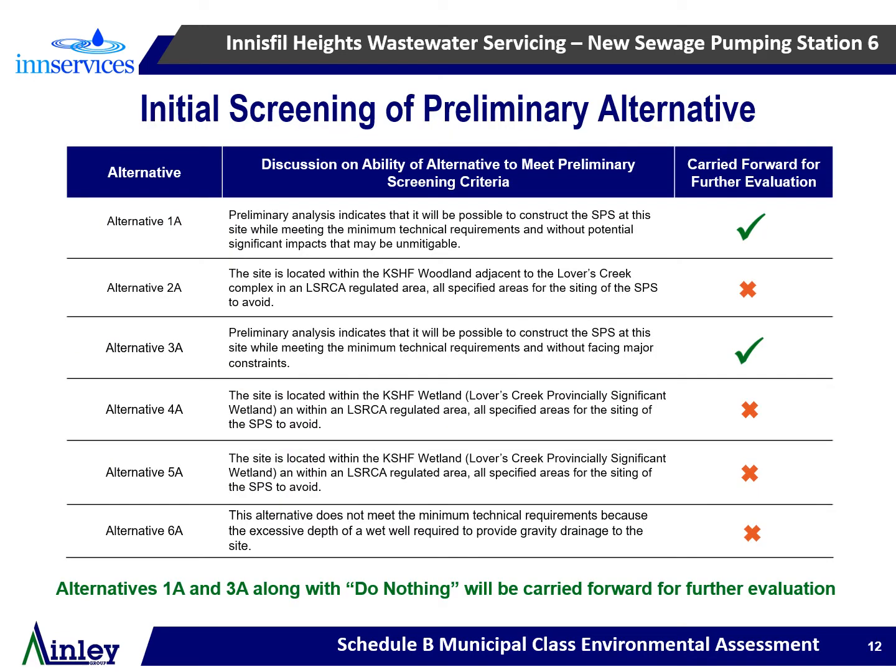This slide presents the results of the initial screening of preliminary alternatives. It was determined that alternatives 1A and 3A, along with the do-nothing option, would be carried forward for further evaluation as they meet the preliminary screening criteria. Alternatives 2A, 4A, and 5A are situated within key natural heritage features. Alternative 6A does not meet the minimum technical requirements because of the excessive depth of a wet well required to provide gravity drainage to the site.